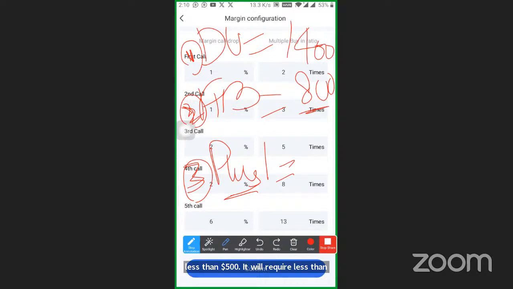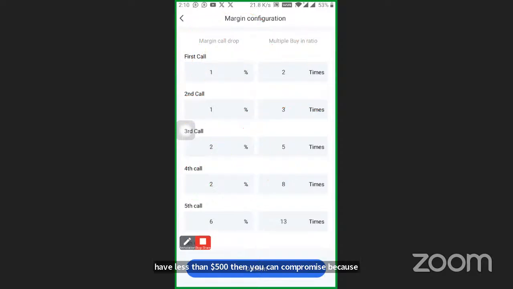But don't forget, this is the best one. Don't compromise if you have good capital. Only reduce your strategy power when you have less capital. So even if you have $800 or $700, choose Fibonacci. Only if you have less than $500, then you can compromise, because then you don't have any choice. Then you can choose the plus one strategy.